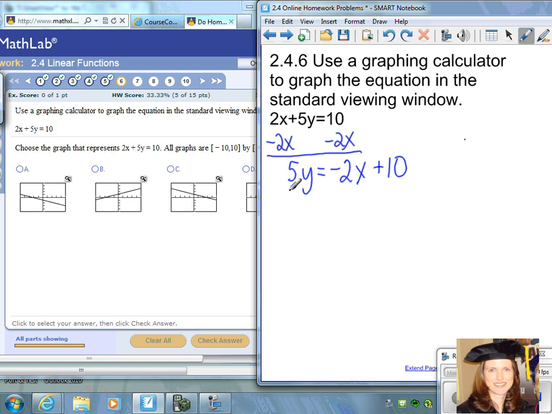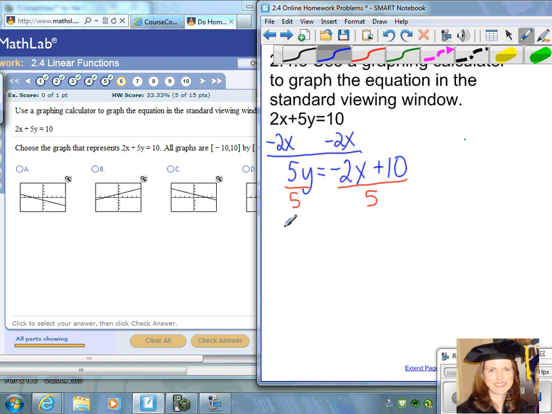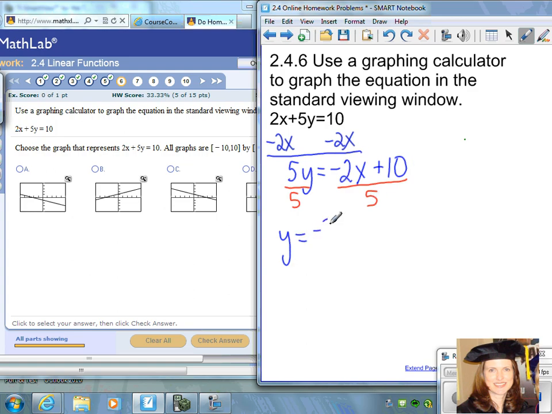The next thing I'm going to do is get the y by itself. You have to do that, especially if you're using a graphing calculator. You do that by dividing both sides by 5. So our equation, we're going to get y equals, when we divide both of these terms by 5, we get negative 2 over 5x plus 10 divided by 5, which is 2. When you're plugging this into a graphing calculator, you must put parentheses around that fraction in front of the x. So that will look like negative 2 over 5, parentheses, x plus 2.